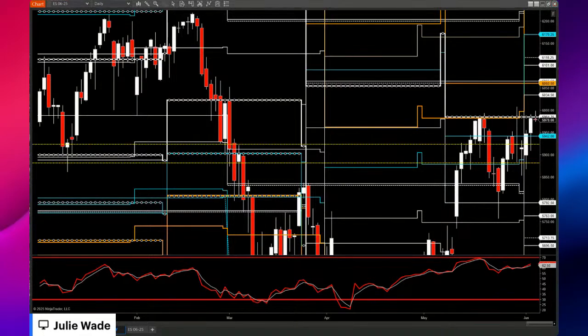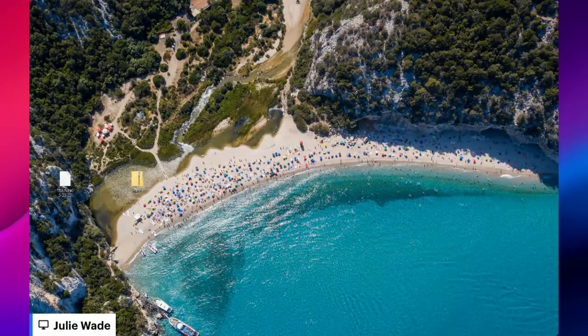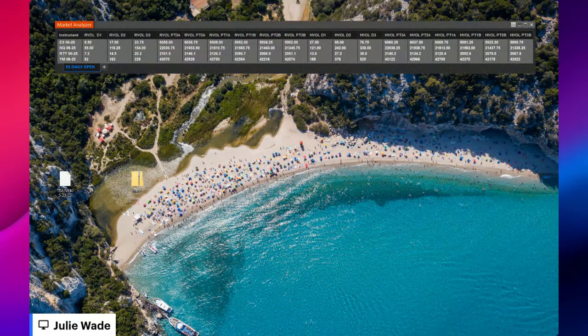There's not much you can't do with NinjaTrader and with ChatGPT.